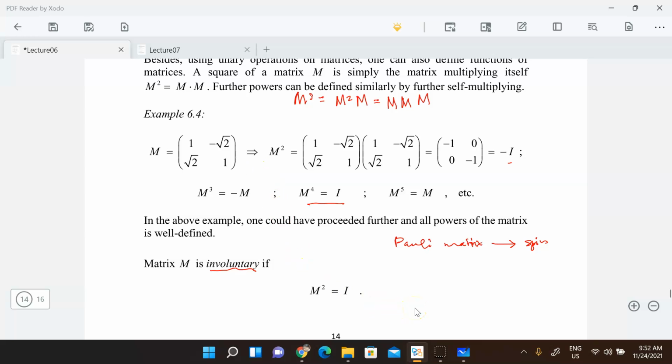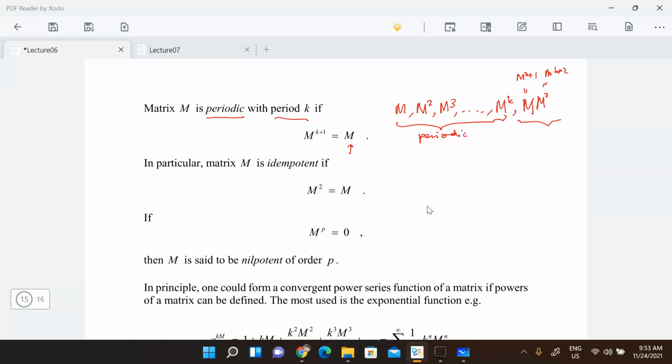3, 5. It should be 4, okay? Can't waste too much time there, because the next one will be, no, it returns back to M. So in other words, what happens is you have this cycle: M, minus I, minus M, I, and then it returns to M. Okay? And so on and so forth.